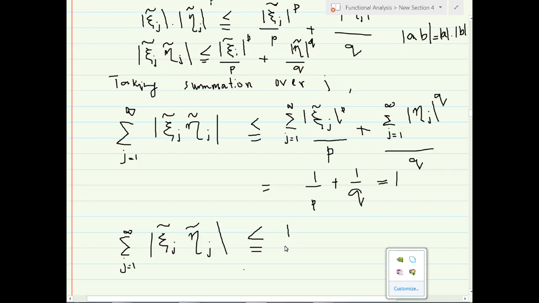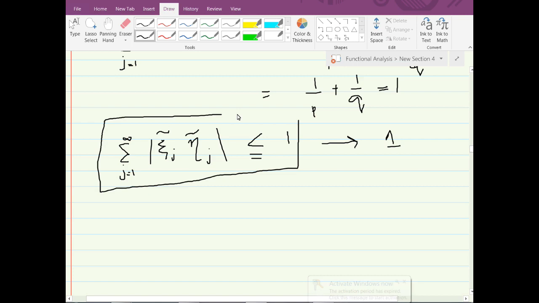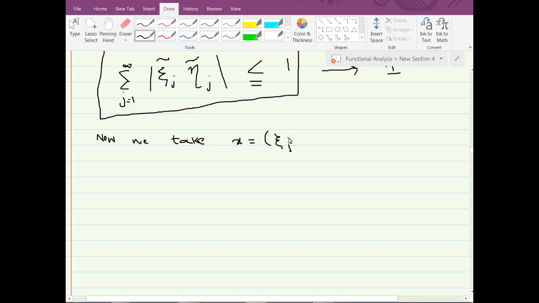Now we have obtained this inequality, mark it as inequality number 1 because it will be used in the further process. In the next step we will take two elements from the LP space. We take an element x which is equal to the sequence of xij's belonging to LP, and another element from LP space, that is y, which is equal to eta j and it also belongs to LP.